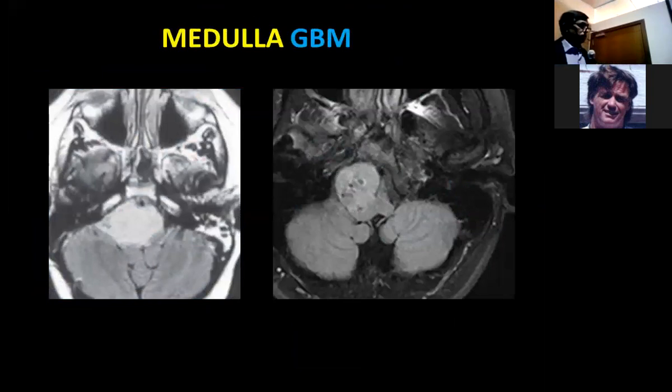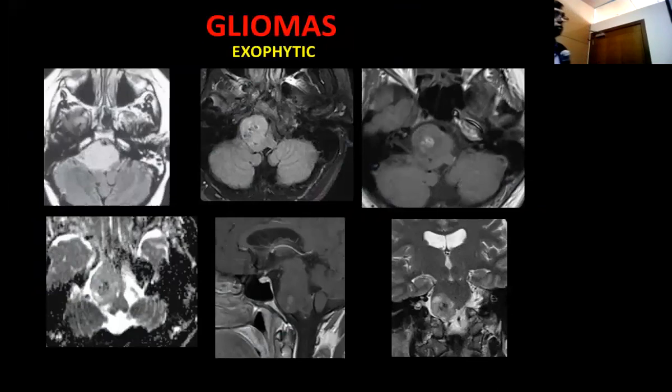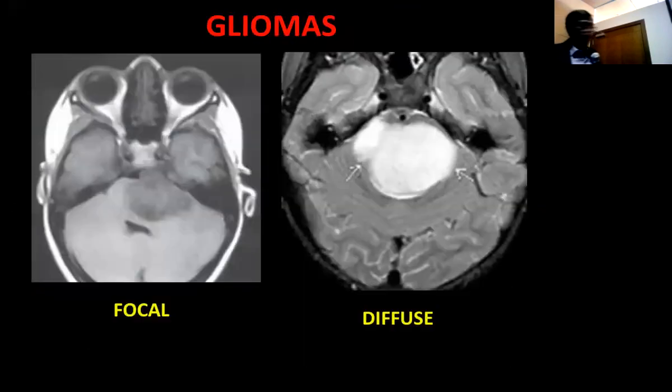So this is a glioblastoma of the medulla oblongata. Again, this is the exophytic type, so it's coming from the medulla out. This is preferred over the other type, which is called intrinsic, inside the brainstem. This way, you can reach it, while if it is inside, then you have to go through normal brain tissue, the brainstem tissue. This is the exophytic type of glioma. This is the focal type of glioma. This is the diffuse type of glioma. So gliomas are either focal, diffuse, or exophytic.